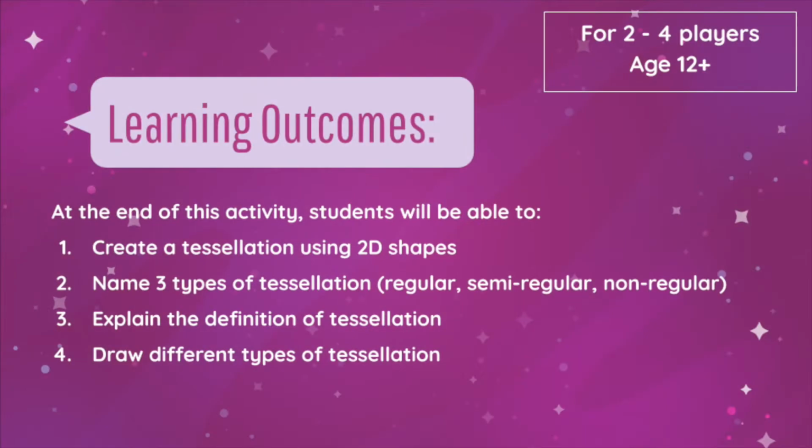This GeoBoard is for 12 years and above, and it can be played by 2 to 4 players. The learning outcomes of this GeoBoard are, at the end of this activity, students will be able to create a tessellation using 2D shapes, name 3 types of tessellation, which are regular, semi-regular and non-regular, explain the definition of tessellation, and draw different types of tessellation.